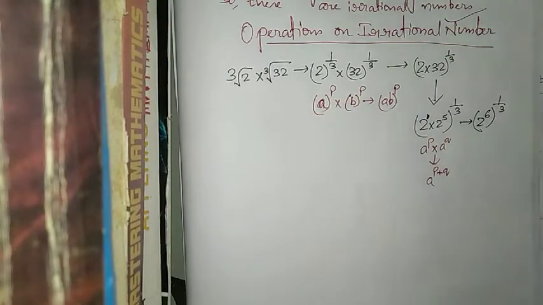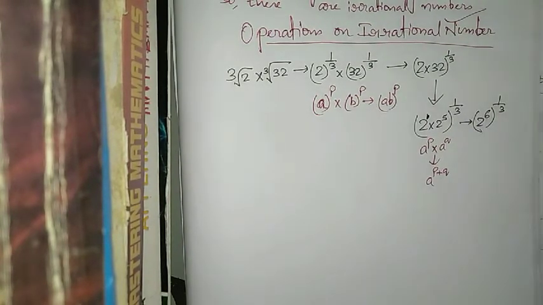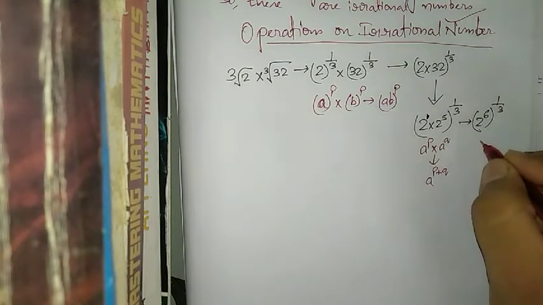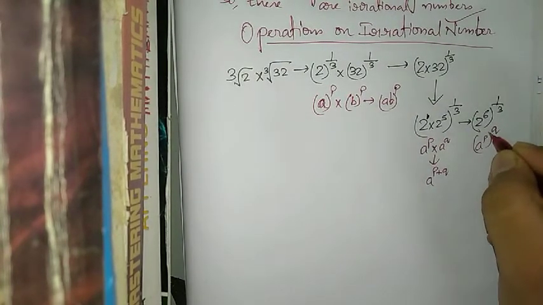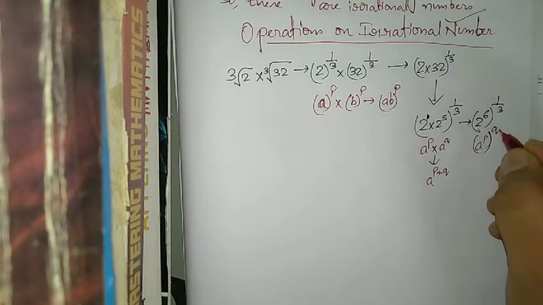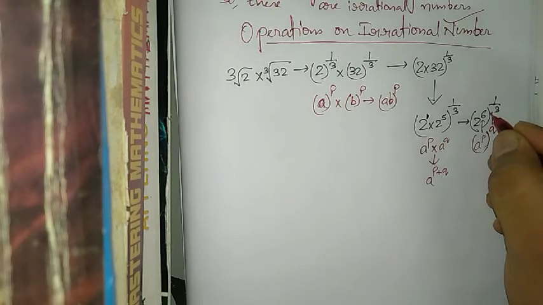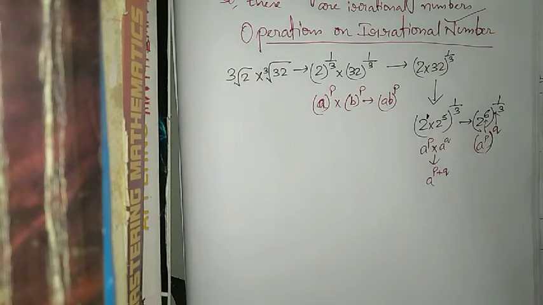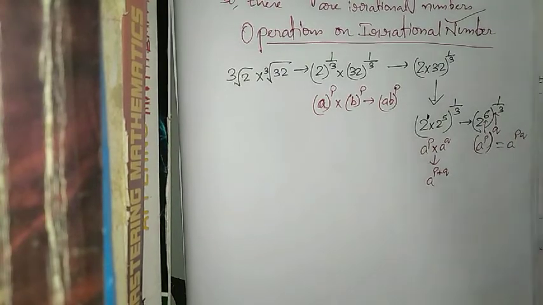What is again happening over here? You will see that this is a power p to the power q, right? p is 6 and q is 1 by 3. So what happens? a power pq. So what will happen over here?